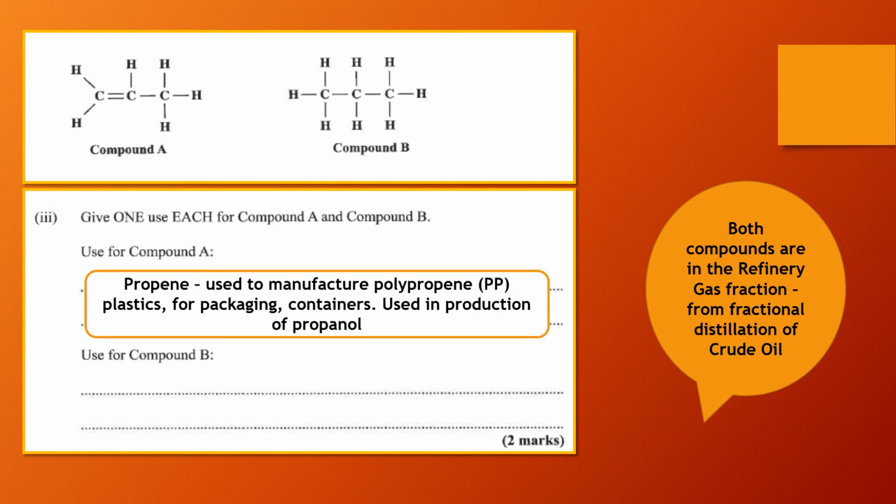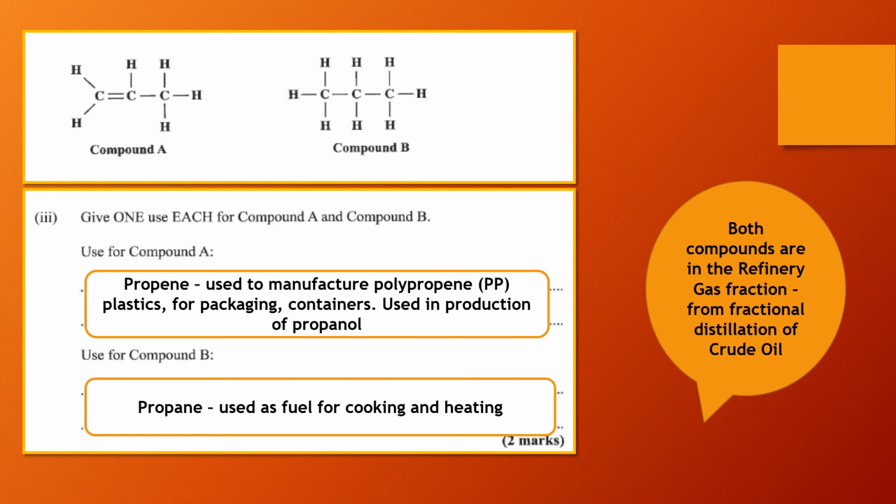To be specific though, compound A, which is propene, can be used in the manufacture of a polymer called polypropene. You can see that on some of these plastics that are used for packaging and for containers. Propene is also useful in the production of propanol, a very important chemical. Compound B is propane, and of course, we're used to using propane as fuel for our stoves, for cooking, and for heating.